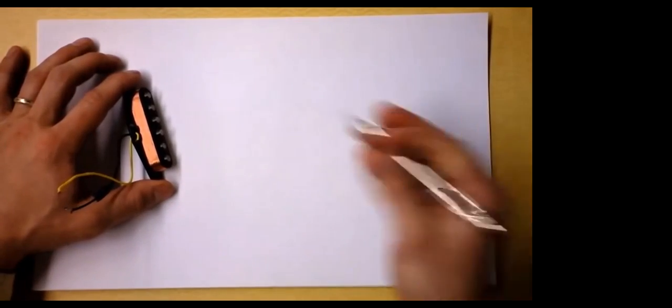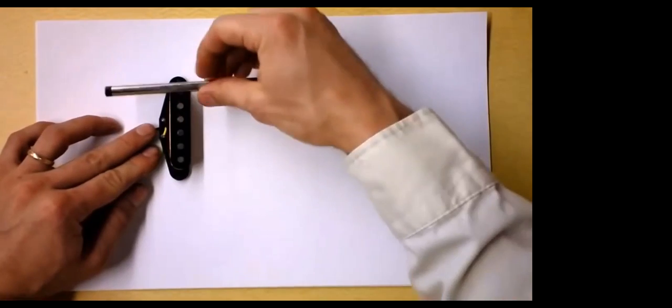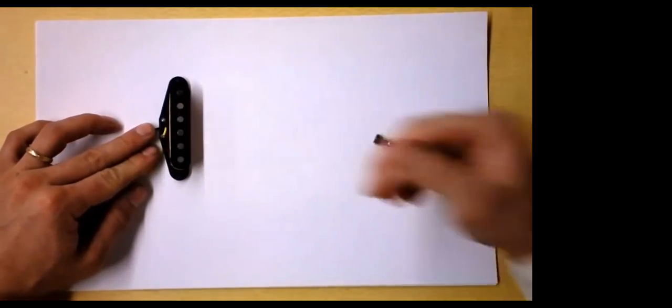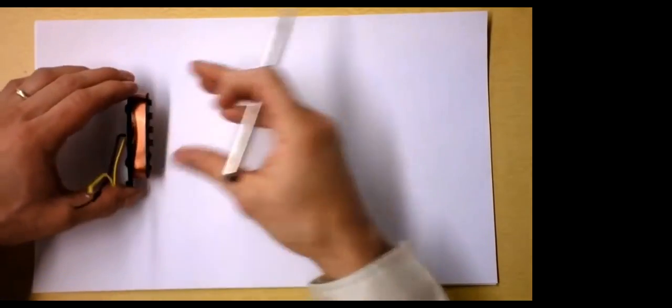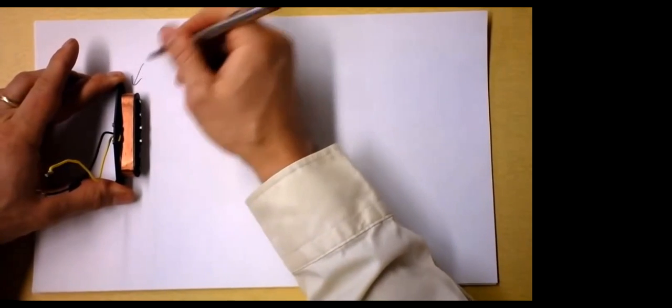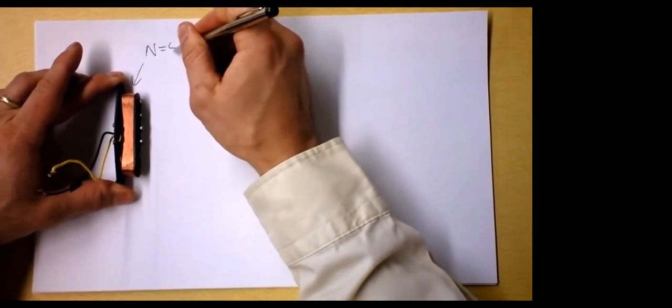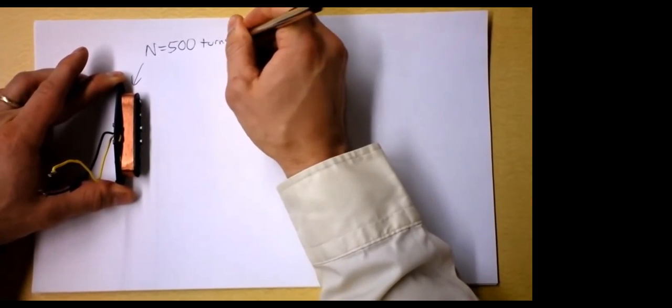So the strings will be like, well, the pickup would be like that if the strings were like this, doom, doom, doom, doom, in front of it, and you go like that, and it would be awesome. Or we could show it like this, and I think that might make the most sense. This coil here has 500 or so turns. Wow, that's a lot of turns.